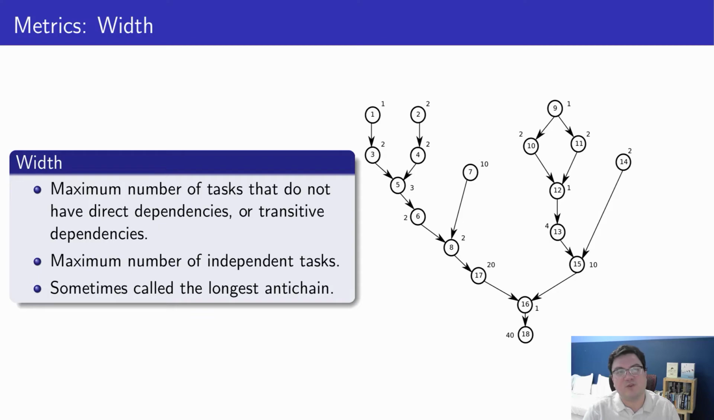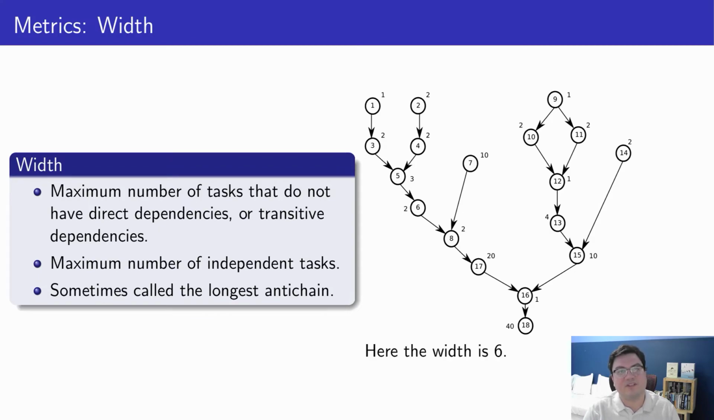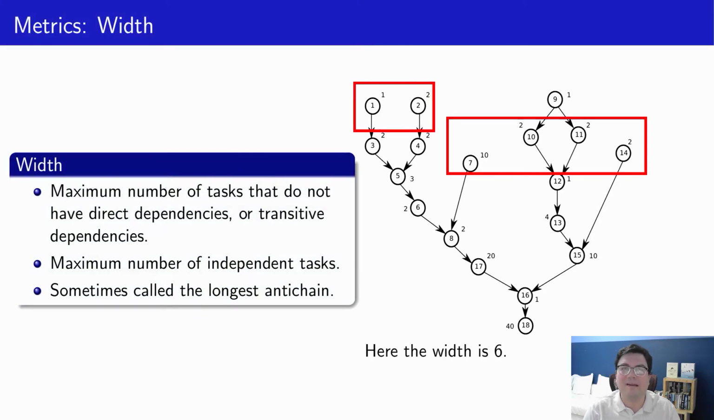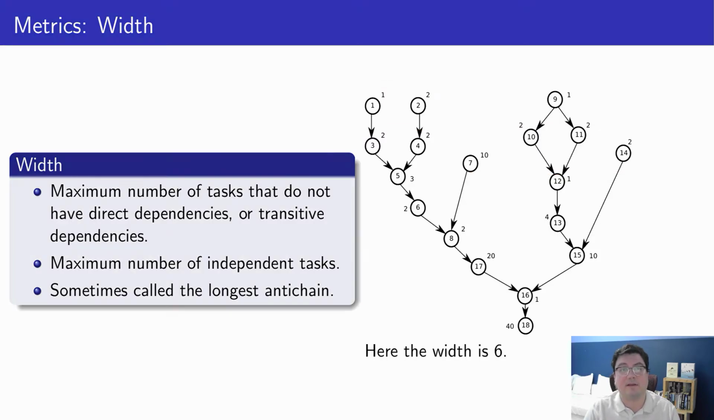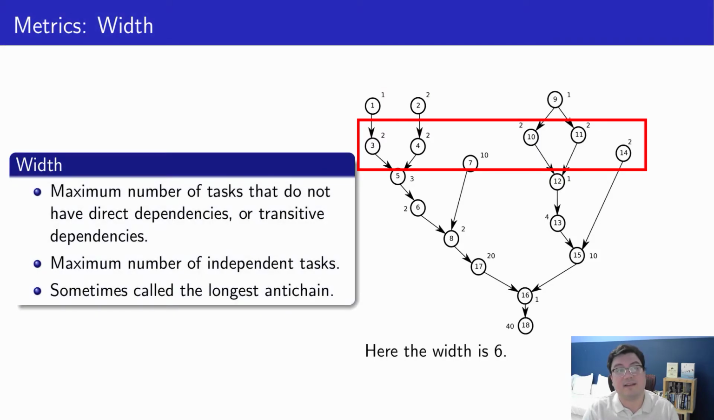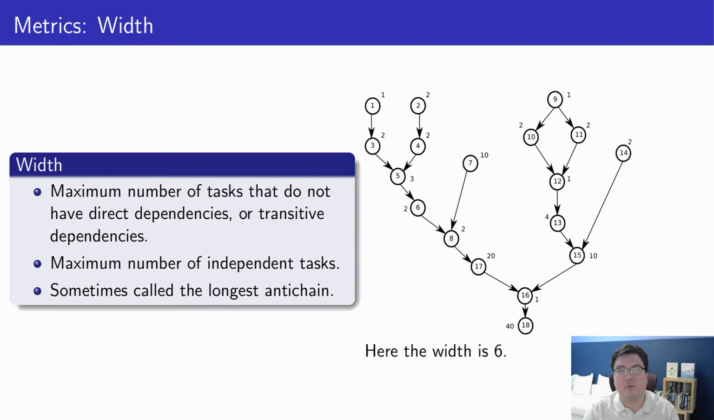This graph has a width of 6, which comes from the set of independent tasks 1, 2, 7, 10, 11, and 14. Note that there is more than one set of 6 tasks which are independent. For instance, the set 3, 4, 7, 10, 11, and 14 is also a set of 6 tasks which are independent from each other. In this case, the width of the graph is given by tasks that are close to the root of the PTG.